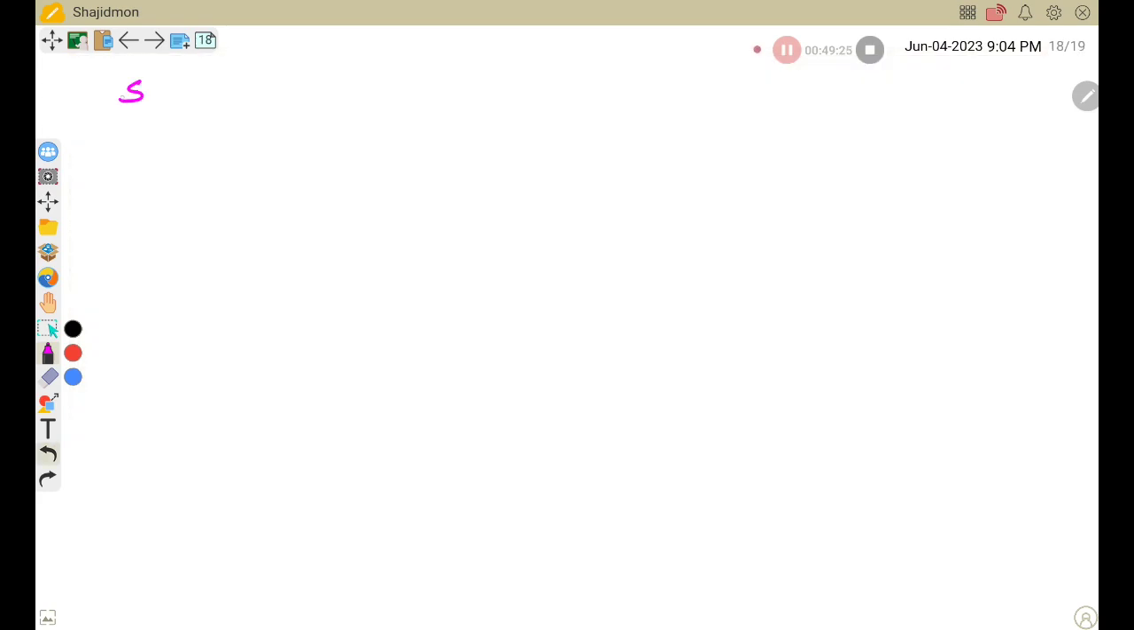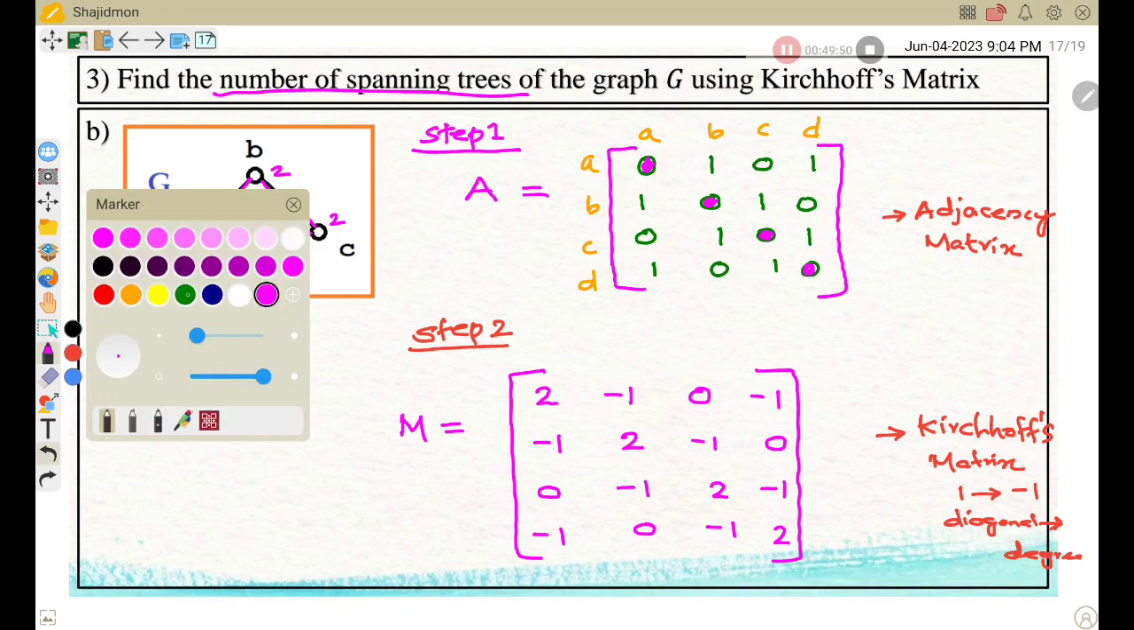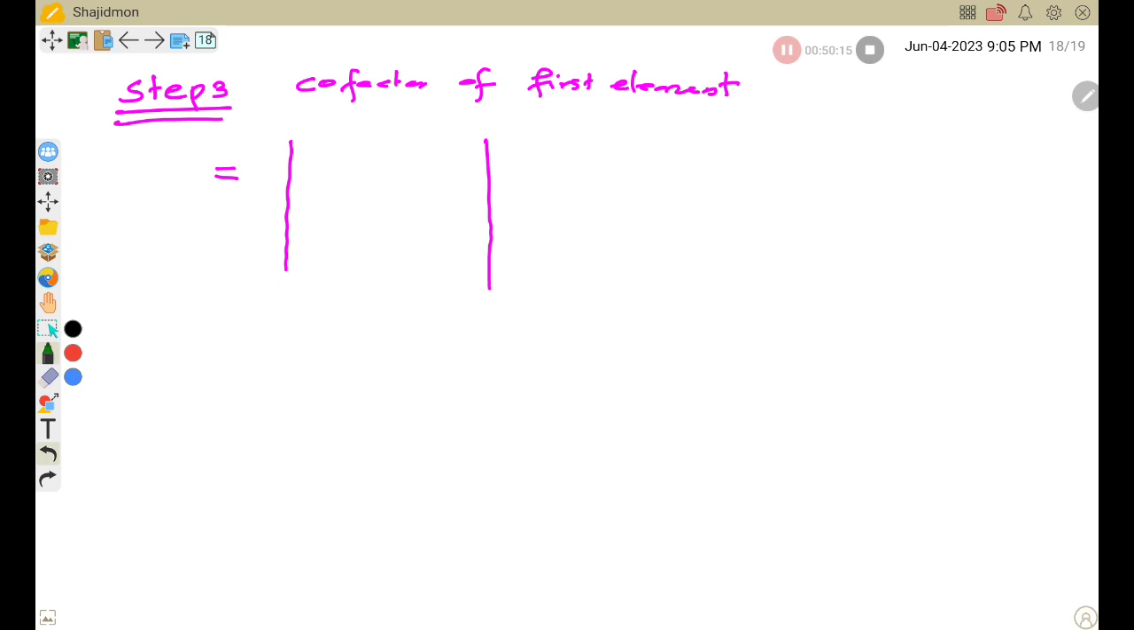Now I want to go to step 3. Step 3 means we need to write the cofactor of the first element. The cofactor of the first element equals the determinant of, what we need to do for that? I am taking the first element, so the row and column of the first element we are deleting. Take the balance remaining, correct? So what are the remaining? That is 2 minus 1 0, minus 1 2 minus 1, 0 minus 1 and 2. So I can write here 2 minus 1 0, minus 1 2 minus 1, 0 minus 1 and 2.